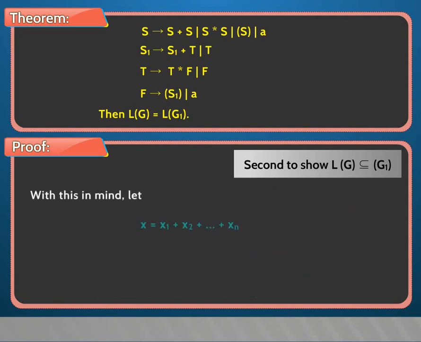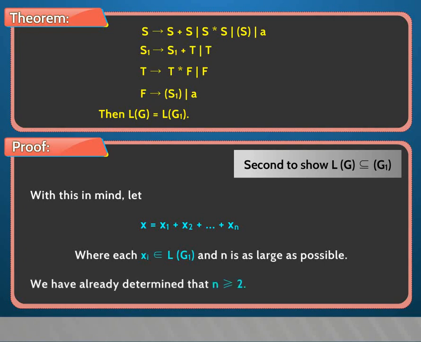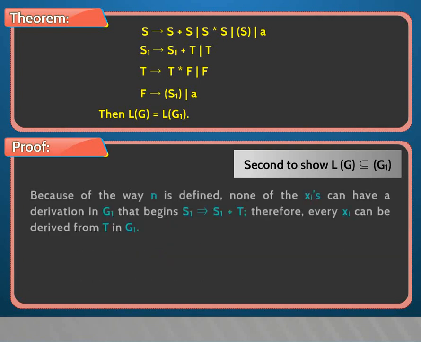With this in mind, let x be equal to x1 plus x2 plus up to plus xn, where each xi is an element of L(G1) and n is as large as possible. We have already determined that n is greater than or equal to 2 because of the way x is defined. None of the xi's can have a derivation in G1 that begins S1 implies S1 plus T. Therefore, every xi can be derived from T in G1.